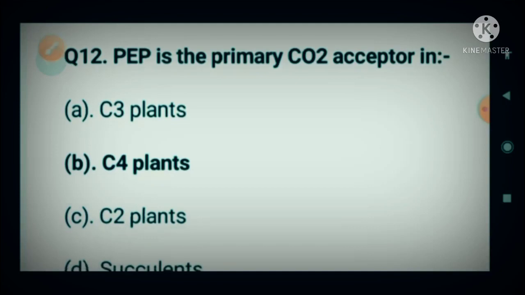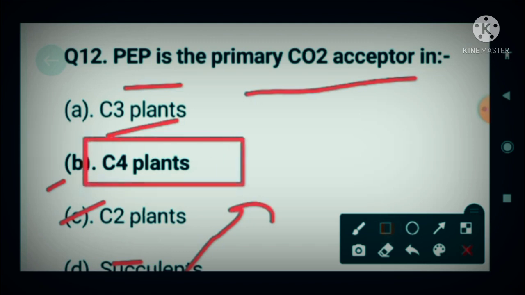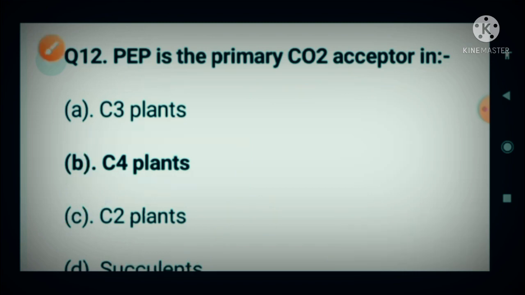Next question is: phosphoenol pyruvate is the primary carbon dioxide acceptor in C3 plants, C4 plants, C2 plants, succulents. What are succulents? The plants which perform the CAM pathway are called succulents. The right option is option B, that is C4 plants, in which phosphoenol pyruvate is the primary carbon dioxide acceptor.